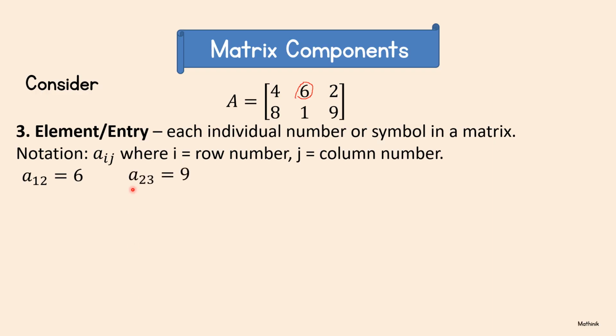Another example, we have A sub 23. So 2 represents the row, meaning we're going to look here. Then 3 represents the column, or third column. So this is the third column. So the intersection is 9. Therefore, A sub 23 is equal to 9.